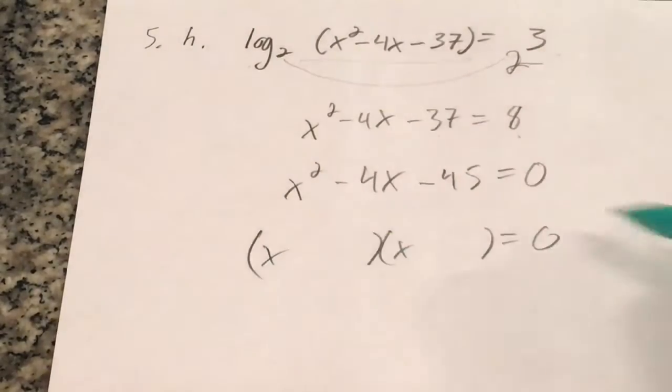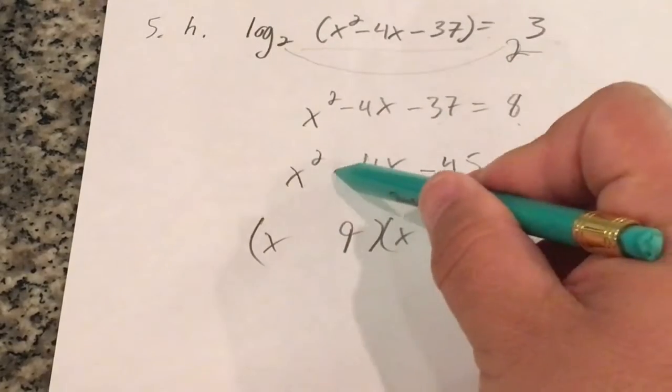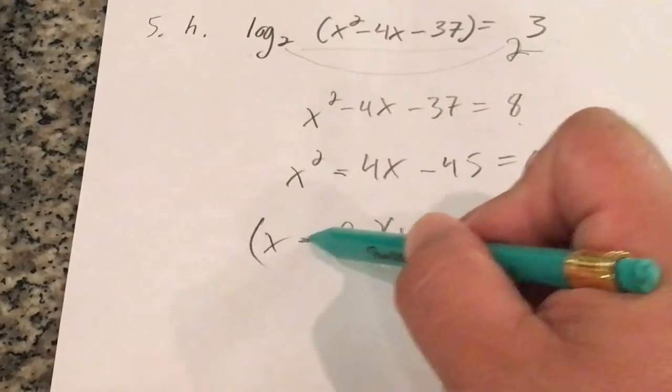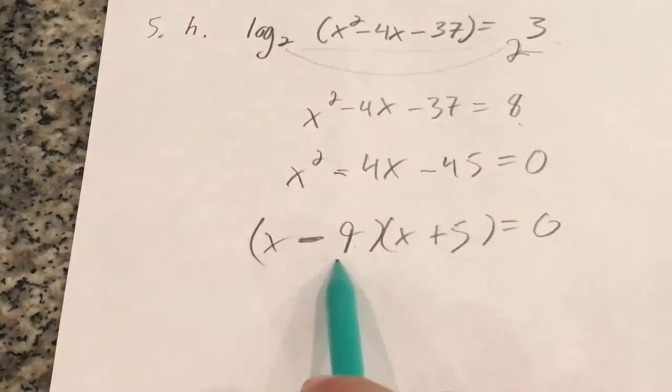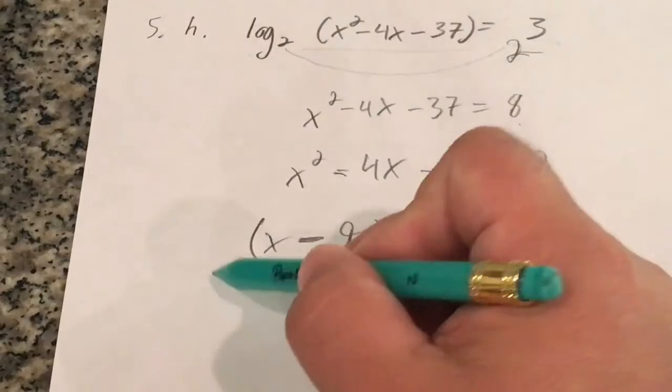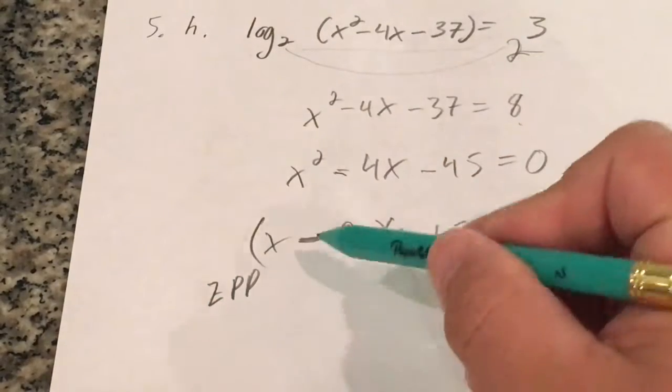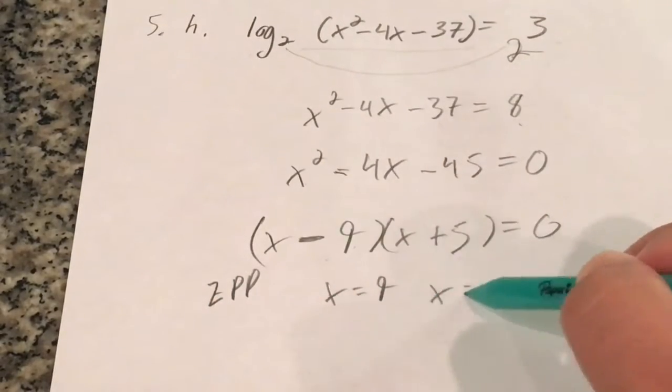x times x equals x squared. 9 times 5 equals 45. Because this is negative, it goes to the bigger number. And now I have to figure out that this is a positive 5, because negative 9 times positive 5 is negative 45, and then 5 minus 9 is negative 4. By ZPP, zero product property, one of my answers is going to be x equals 9, and the other answer is going to be x equals negative 5.